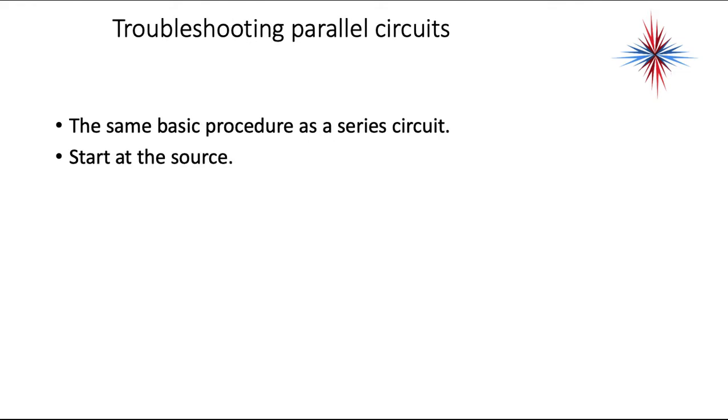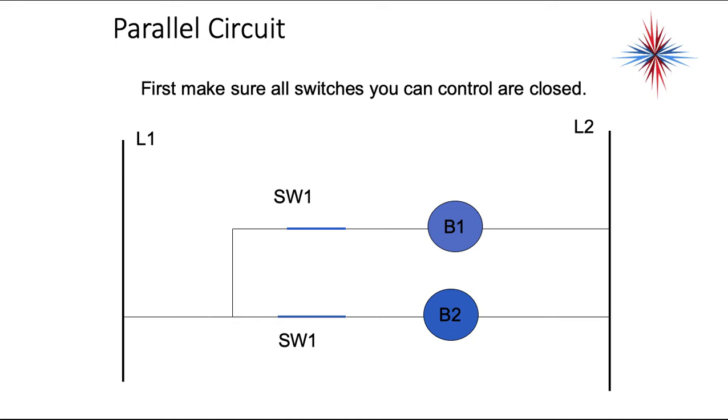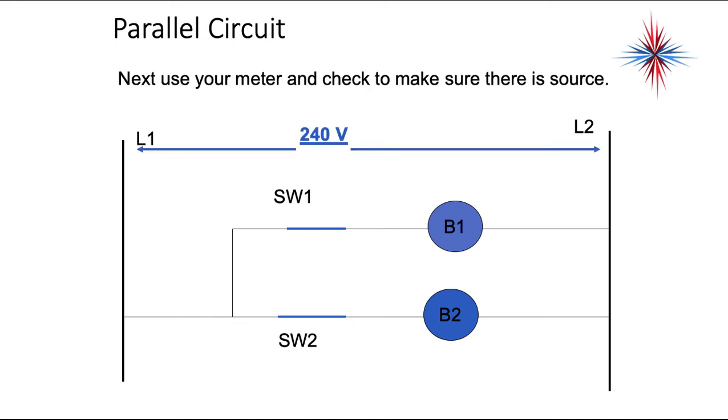To troubleshoot a parallel circuit, it's the same basic procedure as a series circuit. We start at the source. Make sure all the switches that you could control are closed. So in this position, B1 and B2 should be energized. Use your meter and make sure that there's source.